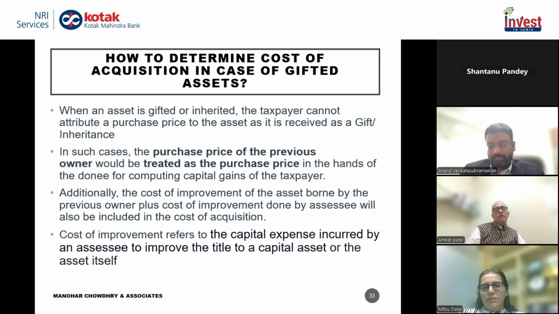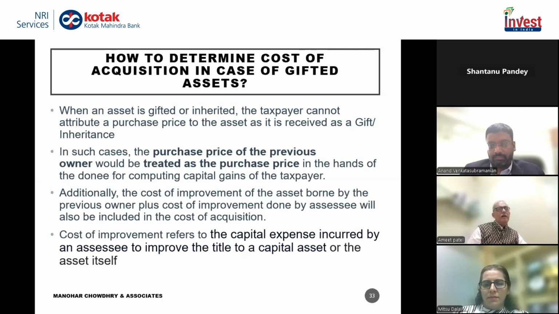Okay, now you've got a gift in terms of an asset. The money part is easy to handle, but if you've got an asset as a gift, then how do you determine the cost of acquisition of that gifted asset in your hands? So it's very simple, and this applies to every asset, whether immovable property or movable property. Whatever was the cost in the hands of the earlier owner is deemed to be the cost in the hands of the person who gets the gift. So it's very simple.